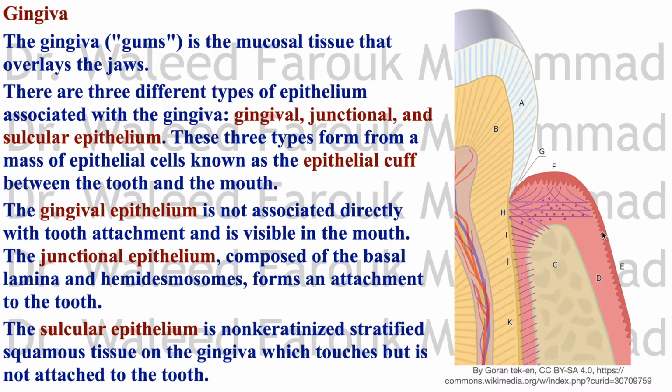At the top is the one you see here, and the junctional epithelium is an area of basal lamina and hemidesmosomes. These are a kind of connection between the cells, a form of contact between the cells to fix the tooth in place. Okay, this is the function of the junctional epithelium of the gingiva.